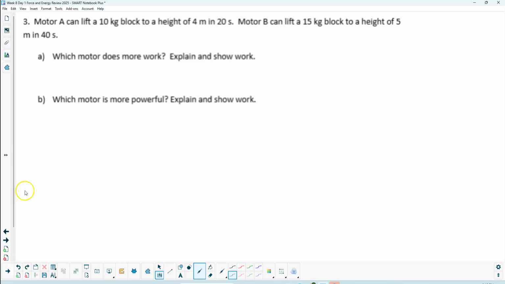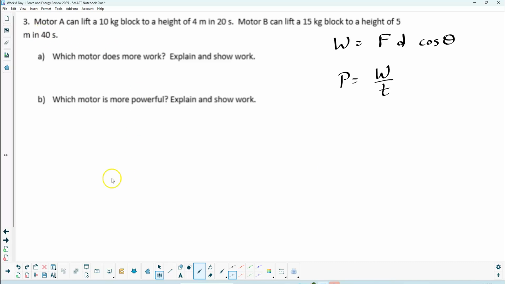Question number 3 is our work and power one. So we're going to need the work equation, which is F D cosine theta. For the power equation, that's the work divided by the time. This is pretty similar to the power lab if you did that in person. If not, it's just kind of like using the idea with work or power and energy.